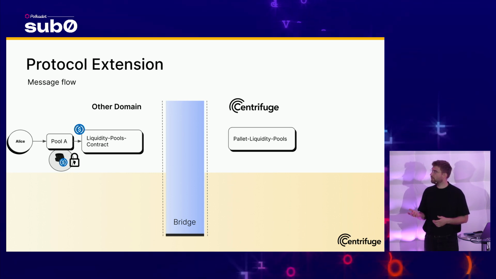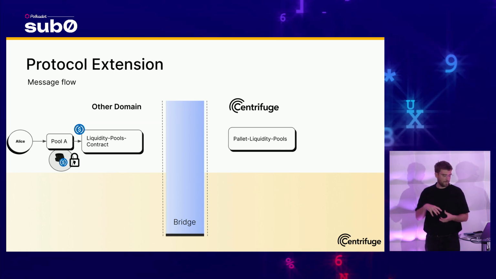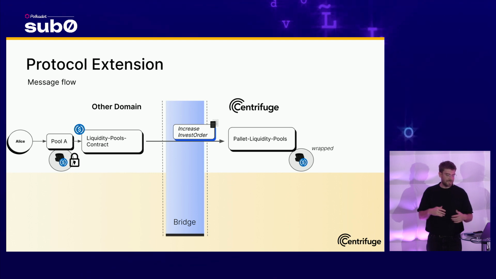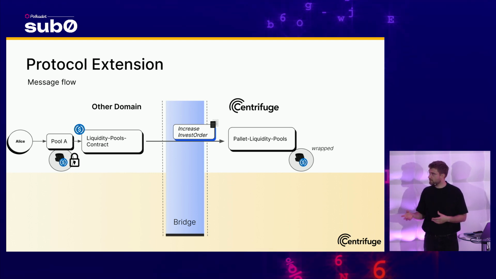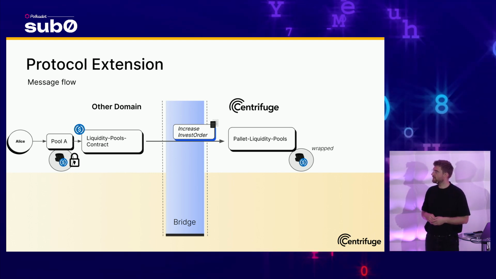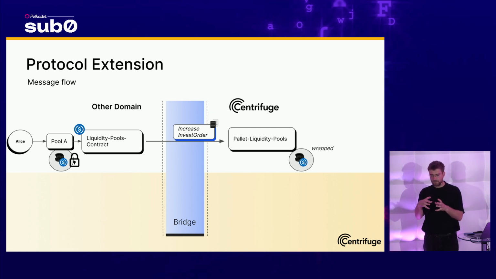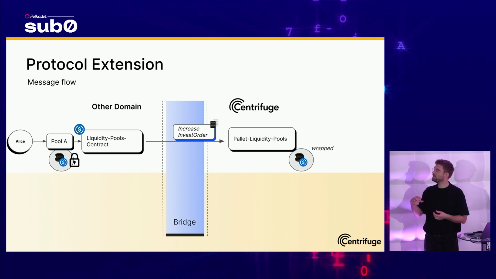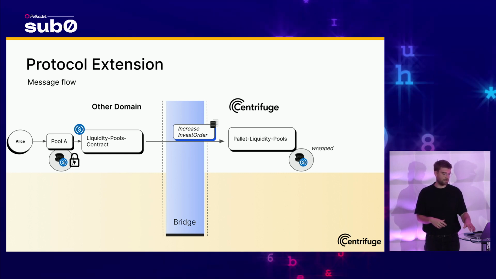We lock it on the pool. This is basically the pool on the other domain locks it, tells our chain, hey, we locked some tokens. We want to increase the invest order. So we take this wrapped representation just as an accounting means and invest it into our system.